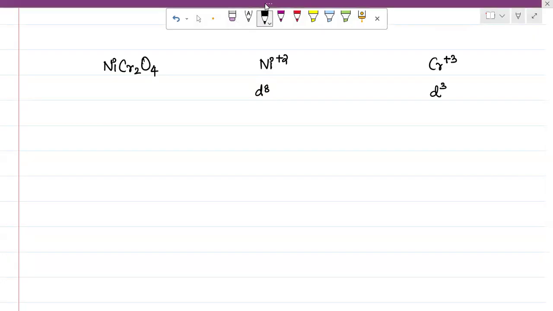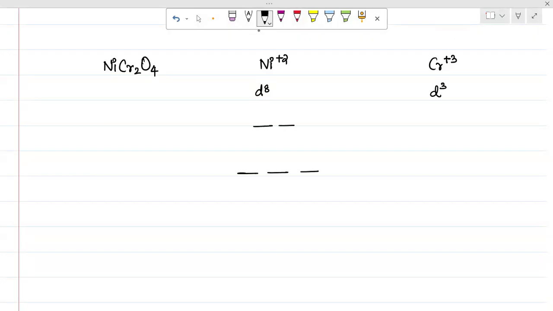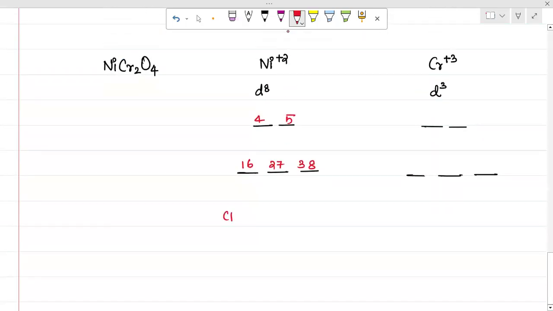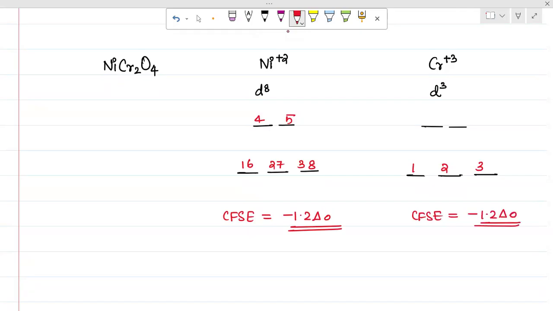So let's start filling. t2g, eg, t2g, eg. So here you have to fill 1, 2, 3, 4, 5, 6, 7, 8. If you calculate your CFSE, that is going to be minus 1.2 delta O. Here you have just 1, 2, 3, whose CFSE is also going to be minus 1.2 delta O. Now you have come to a point where the CFSEs are the same for both.